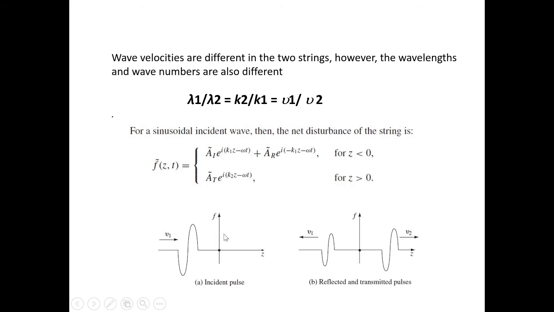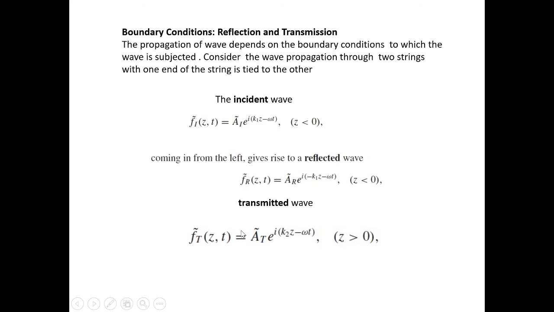After the boundary we have the transmitted and also the reflected wave. Coming to it from the left gives rise to a reflected wave, that is f complex r, where r represents the reflected wave, for z less than 0. Then the complex amplitude a_r e raised to i(minus k1 z minus omega t). The minus sign appears because it is a reflected wave.